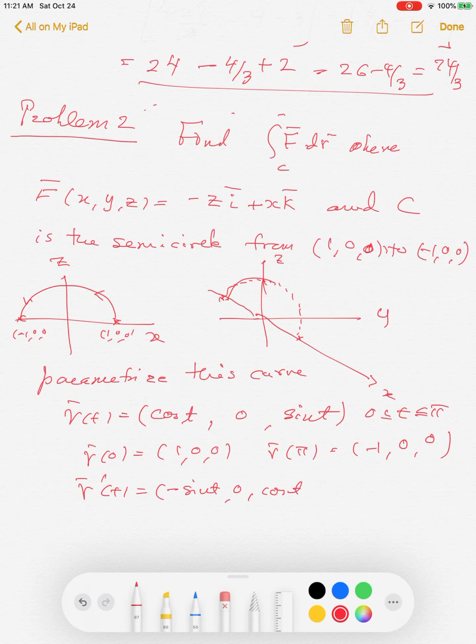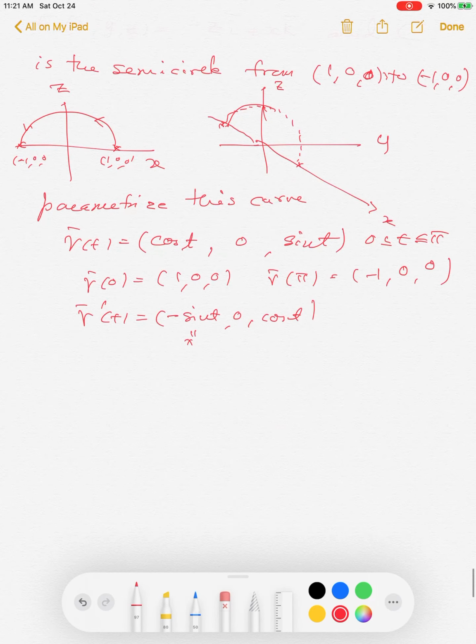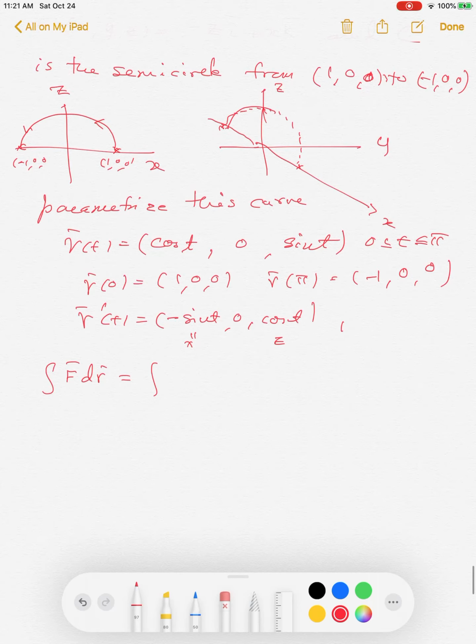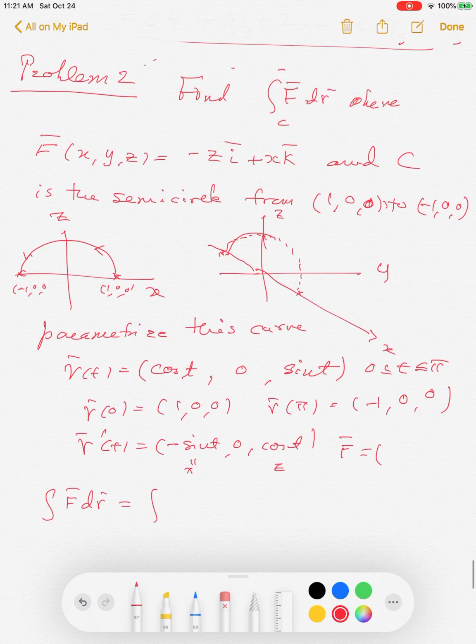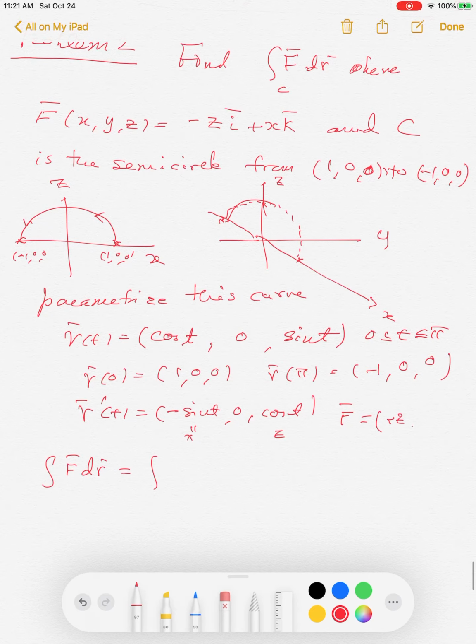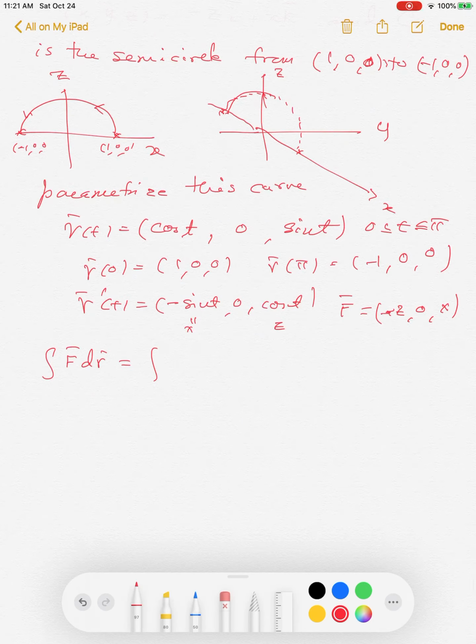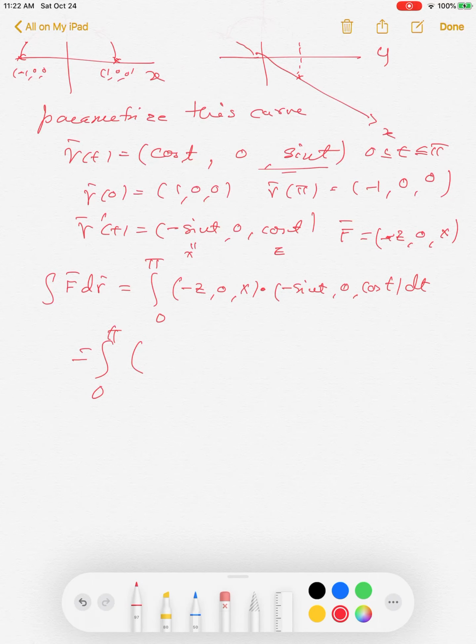So r bar prime of t is going to be (minus sine t, 0, cos t). Now what is the integral of f bar dot dr bar? Remember, let's write down f bar. The first component is minus z, the second component is not there, that means 0, and the third component is x. So it's (minus z, 0, x) dotted with r bar prime, (minus sine t, 0, cos t) dt, and t goes between 0 to pi.